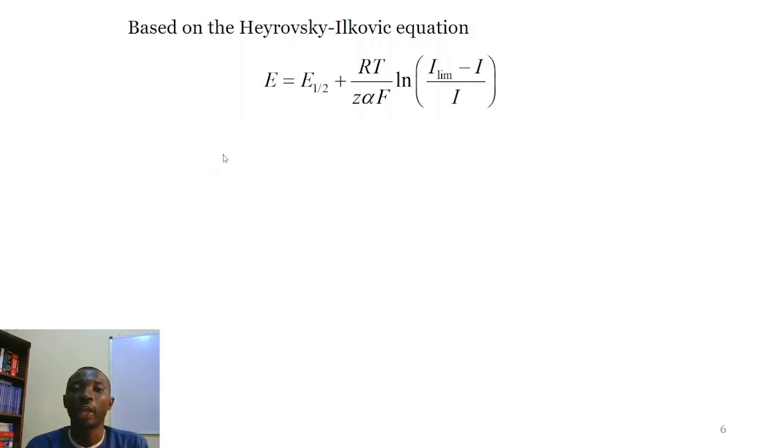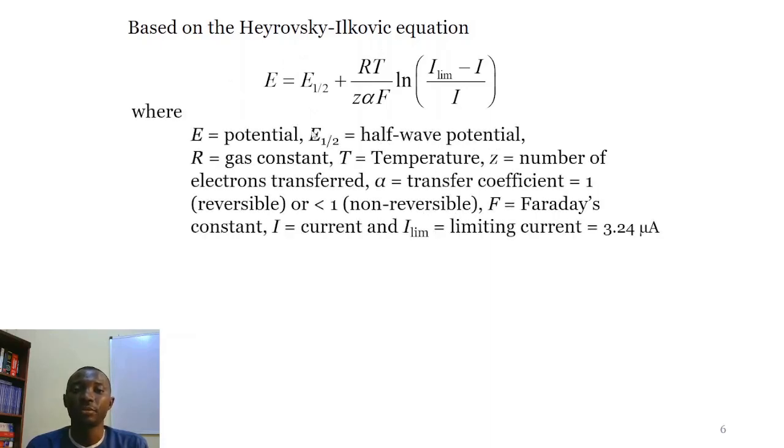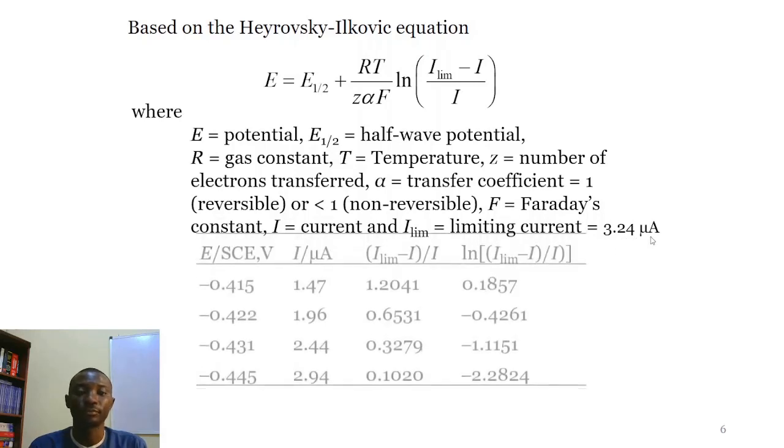Based on the Heyrovsky-Ilkovic equation, which I have written, where E is the potential, E half is the half-wave potential, R is the gas constant, T is the temperature, Z is the number of electrons transferred, alpha is the transfer coefficient, which is 1 for a reversible process and less than 1 for a non-reversible process, F is Faraday's constant, I is the current, and ILM is the limiting current, which is 3.24 microamperes.